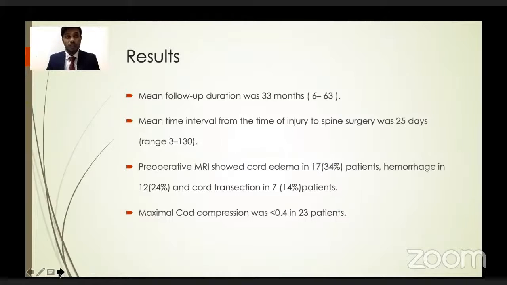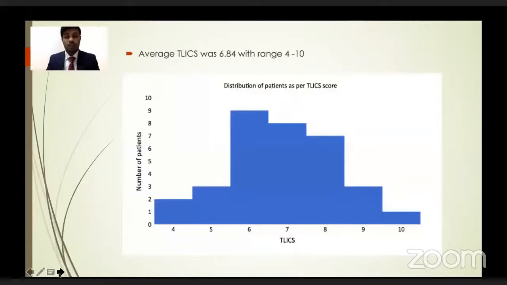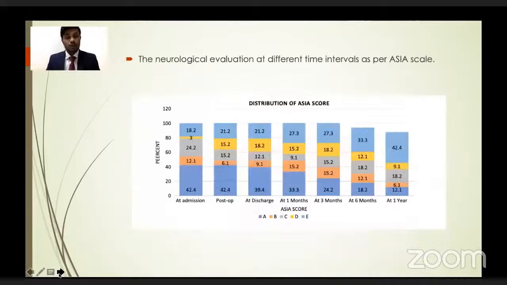The pre-operative MRI showed edema in 34% of patients, hemorrhage in 24% of patients, and transection in 14% of patients. Maximum cord compression was less than 0.4 in 23 patients. The average TLICS was 6.84 with a range of 4 to 10. The neurology at different intervals as per ASIA scale showed 42.4% of patients in ASIA A at admission, which decreased to 12.1% at 1 year interval, while 18.2% of patients were in ASIA E at admission, which increased to 42.4% at 1 year interval.